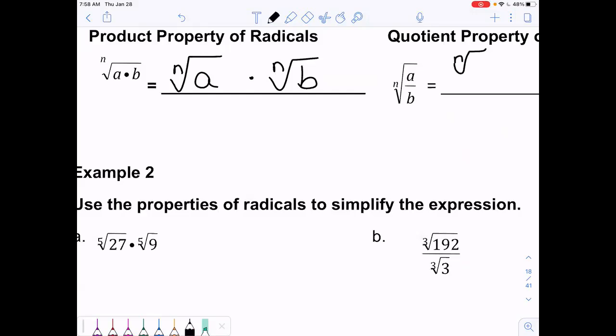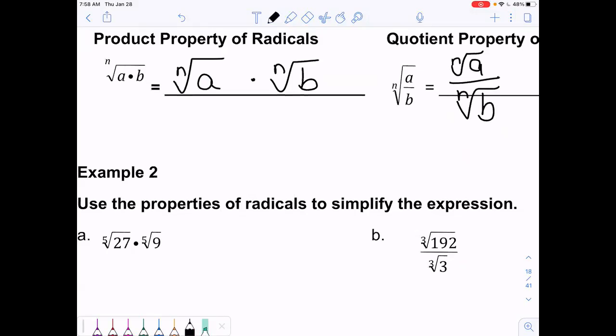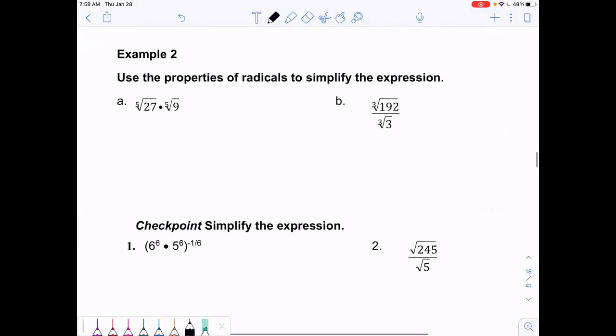When we're dividing, I can divide them separately as long as we keep the index the same. So the key thing is the index must be the same in order to simplify. We have done these examples. They're here as a little review.